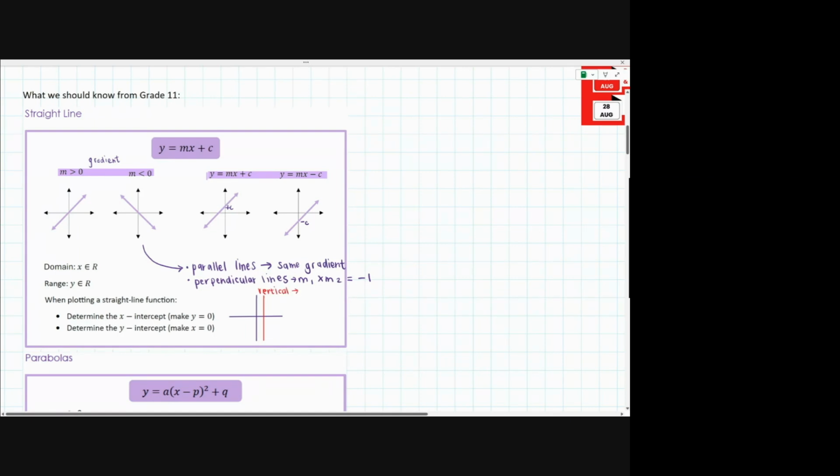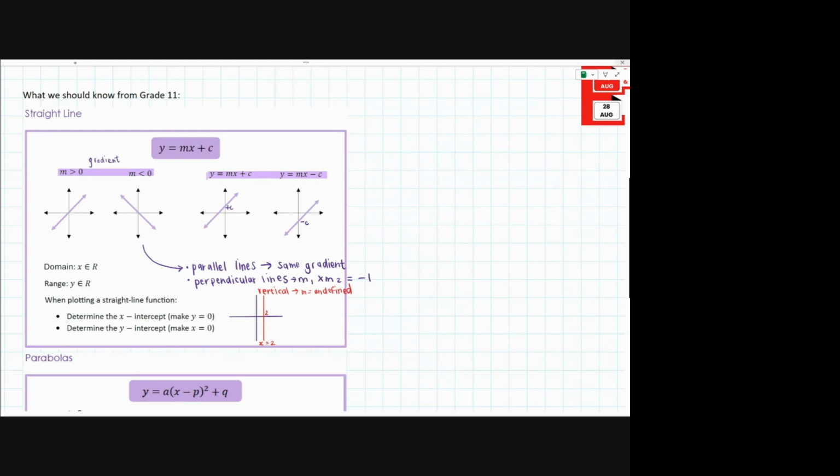A vertical line has a gradient that is undefined, because remember, gradient is change in y over change in x. In this case, there is no change in x. That x value is constant, so the change in x would be 0, hence it's undefined. Now, if, let's say, for example, this cut your x-axis at 2, the equation of this line is x equals 2. So a vertical line will always have an equation that is x equals wherever it cuts your x-axis.